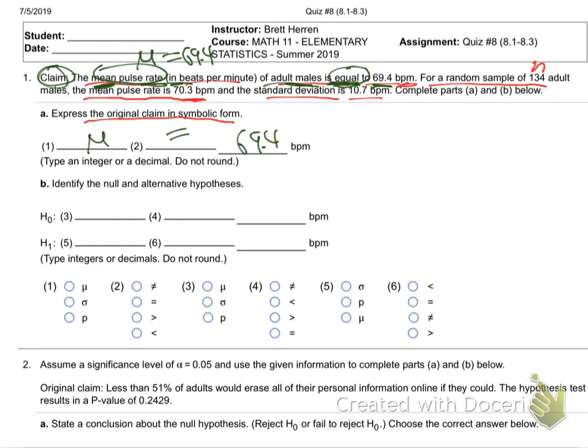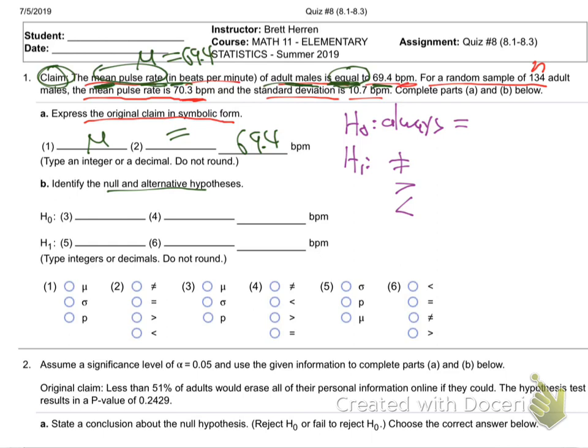69.4. Now, identify the null and alternative. Now, how do we identify the null and alternative hypothesis? Well, here's the rule that you really want to learn for this chapter. The null is always equals. The H1 is not equals, greater than, or less than. Always. So that's how it works.